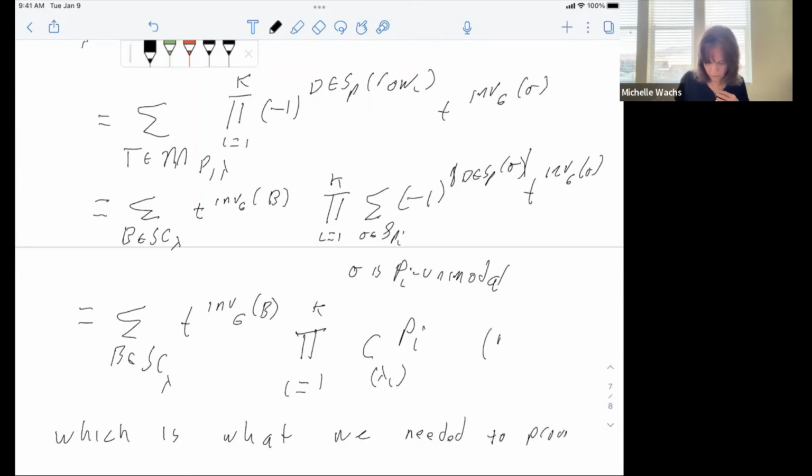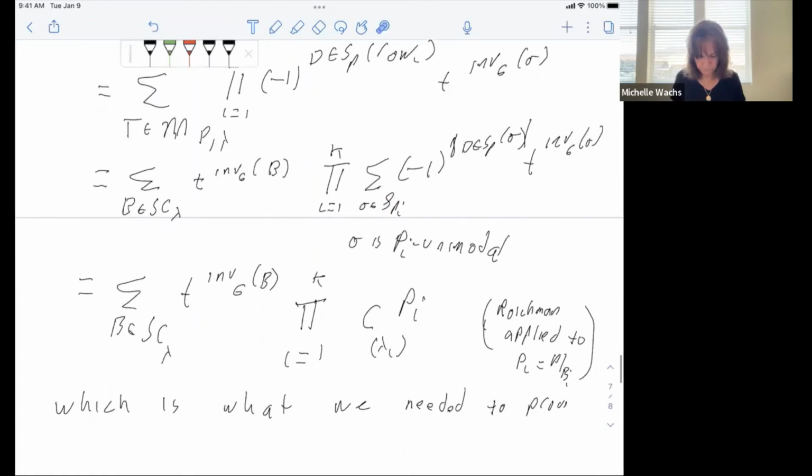So this is by Reuschmann's lemma. Okay. Oh, I said S pi here. Yeah, so we're permuting the elements of pi. Over here, we're permuting the elements of pi. I hope that's clear.